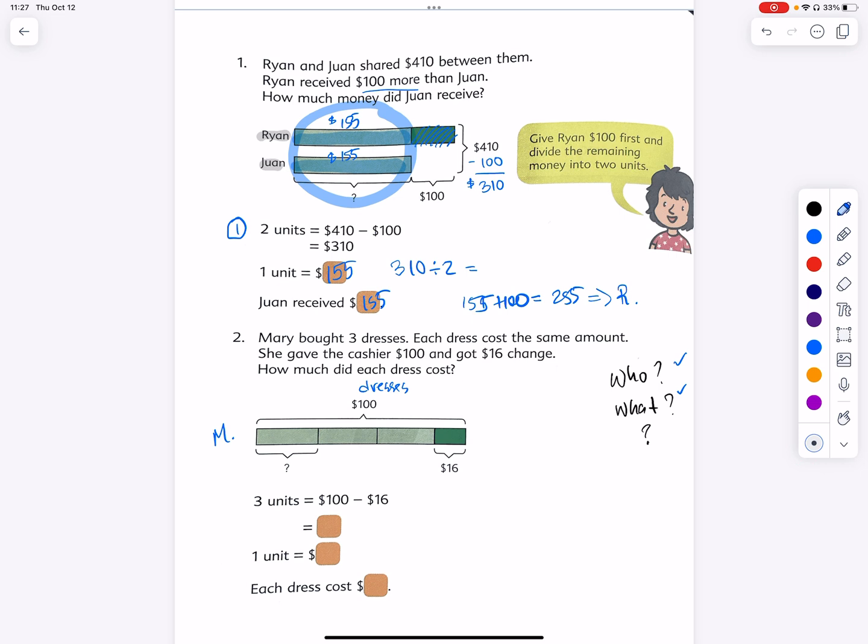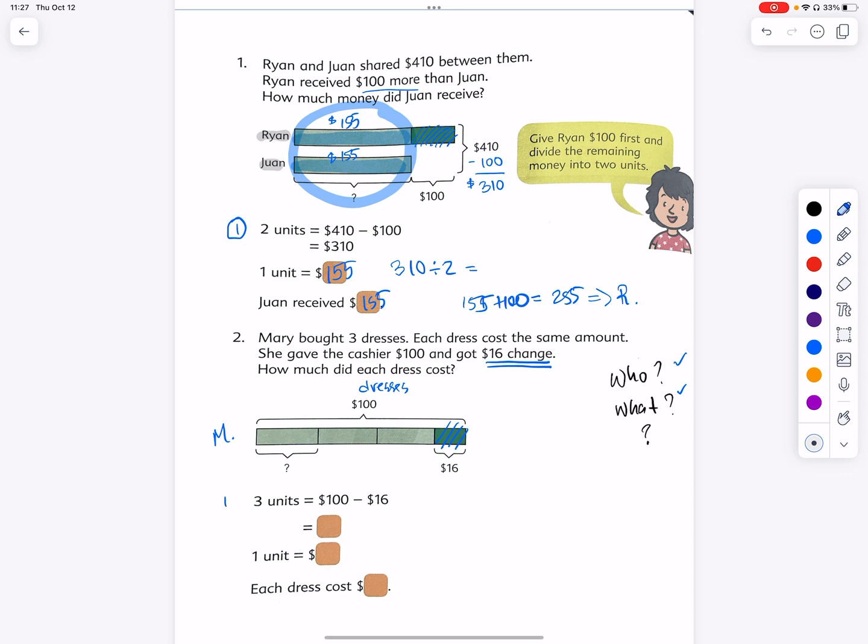Now let's play a movie in our head. That's a very helpful reading comprehension strategy. Mary walks into the store with $100. Did she spend all her $100? No, she got $16 back, which means how much money did Mary spend?